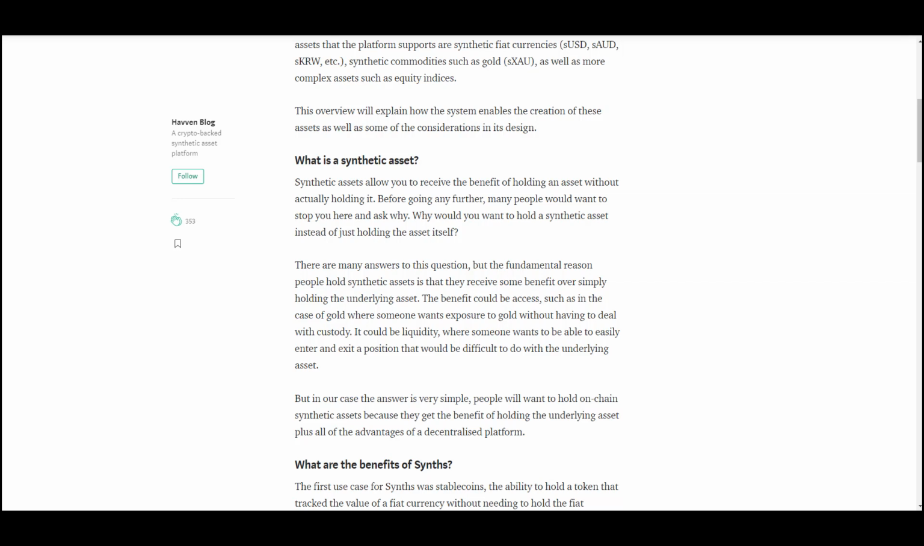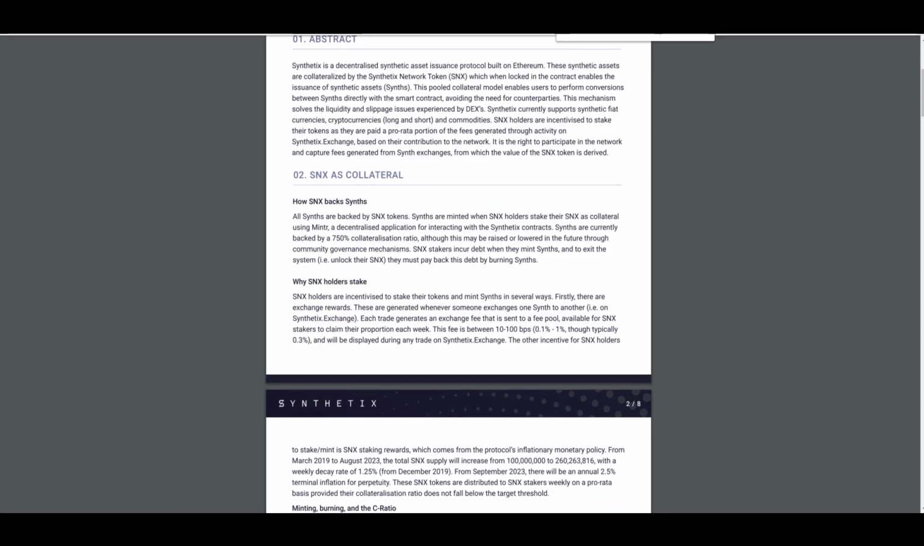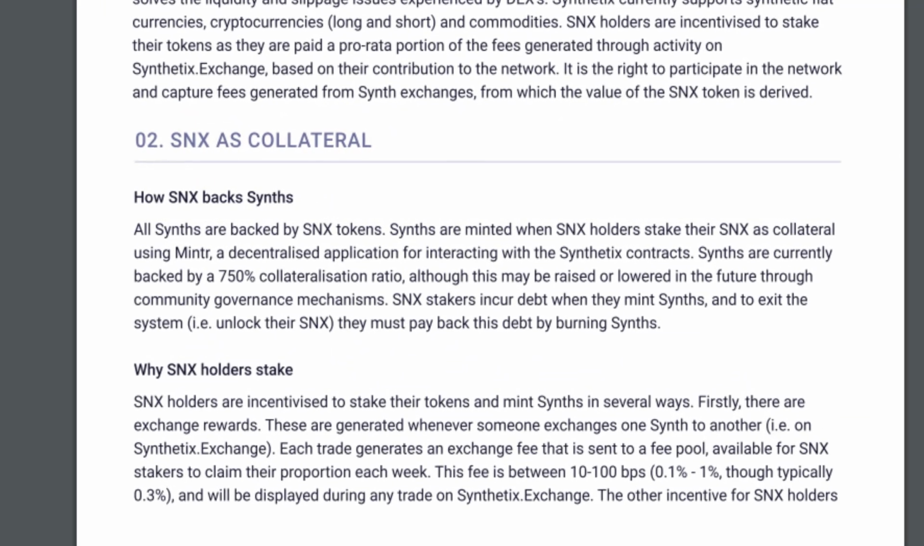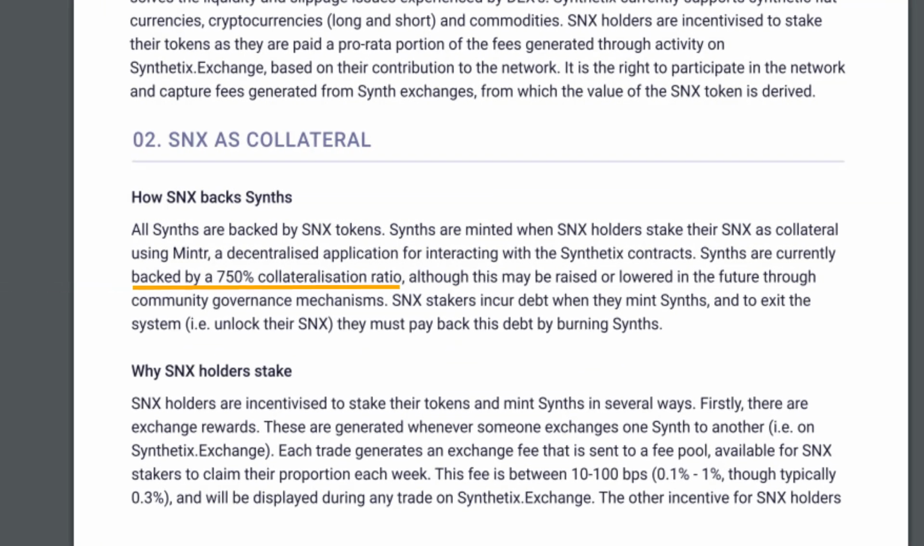To get exposure to a synth, you would be issued SUSD. And you can see in the white paper, it clearly states that it has to be backed by a 750% collateralization ratio, meaning that if you want to trade $100 worth of synths on the platform, you have to put up $750 worth of SYNTHETIX token. And what that means is that people have to buy the SYNTHETIX token to use the platform.